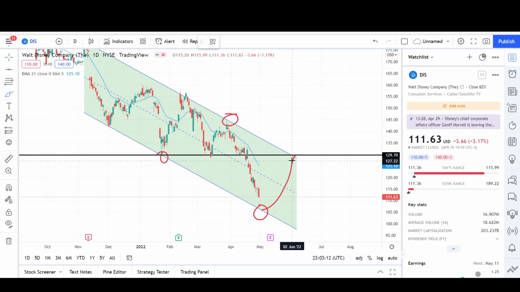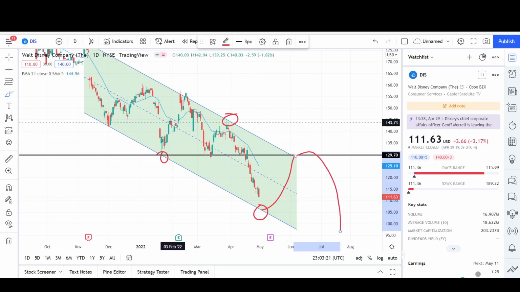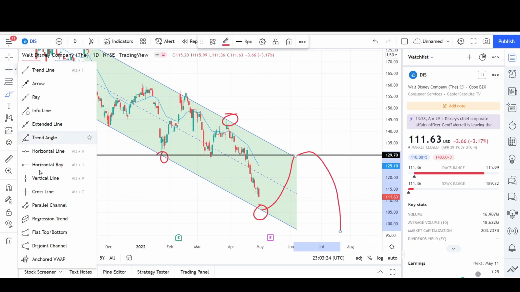Most likely it's not, because this would be probably the first break of the pattern, and that's if we get outside the green channel. If we're not, we're probably going to continue much lower. Either way, we could still drop back down. So we have this green channel in play.